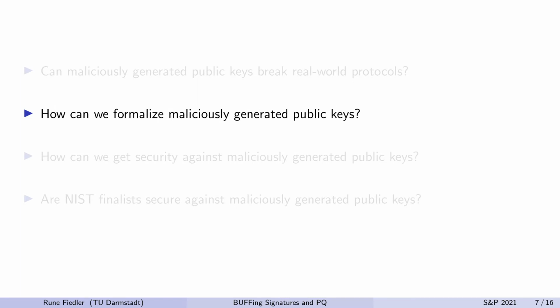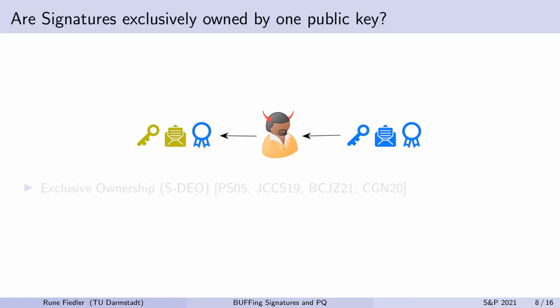How can we formalize what we have just seen to get a definition for this type of maliciously generated public key? Let's think about what just happened. There is an honestly generated public key and a message, and then there's an honestly generated signature that verifies this message under the honestly generated public key. And all three of these values are known to the attacker. And the attacker then produces a new public key, such that the old signature, the original signature, verifies a different message under this new public key.